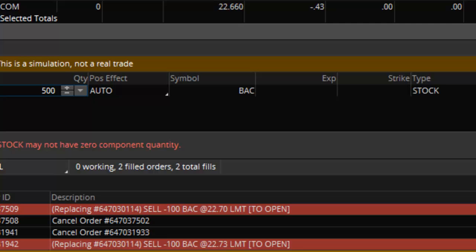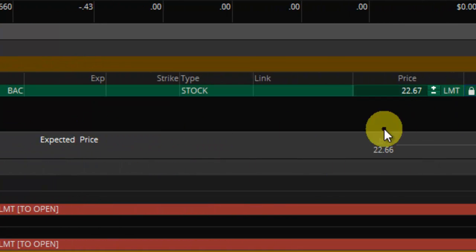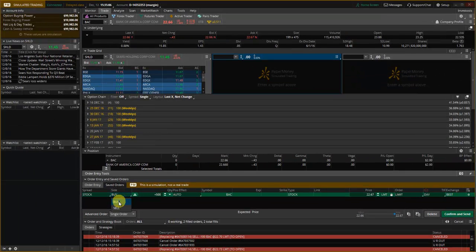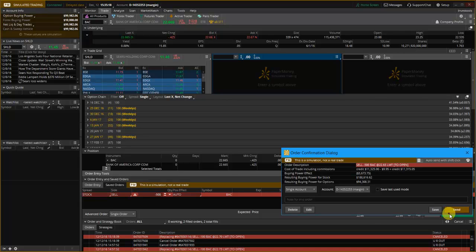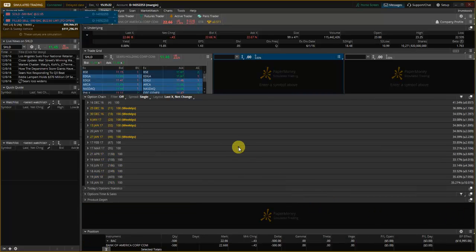So I've got 500 shares that I want to sell short, and I've got a limit order. Actually, somehow switched to buy. I want to make sure that's sell. There we go. And I'm happy with that price. It's actually moving down, so I'm going to set my limit at 265. This is actually moving pretty quick down. Trade confirmation window, going to hit send. And look at that. It filled already. So we got a little confirmation right here. We are now officially short Bank of America.